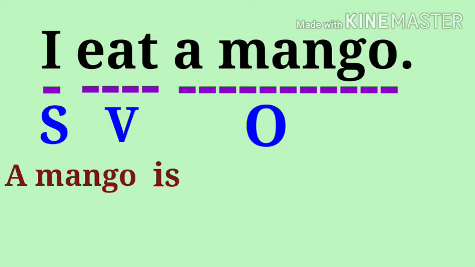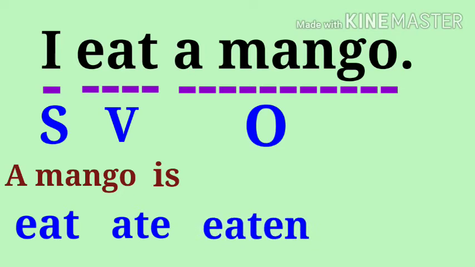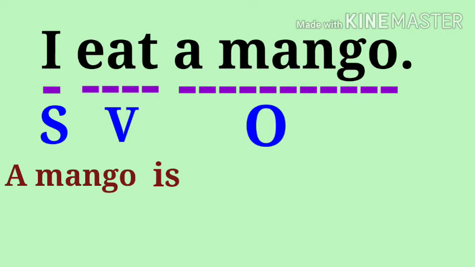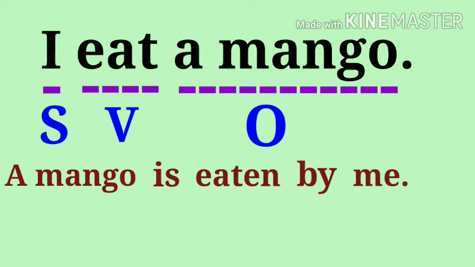Eat. And what are its forms? See, the base form is eat, past tense is ate, and the third form, that is our past participle, is eaten. Eat, ate, eaten. So we have to use eaten. Once again see the answer. A mango is eaten. Then you have to use by, and afterwards at the end of the sentence you have to use the subject. And what is the subject? I. That I will turn into me. So the answer is a mango is eaten by me.